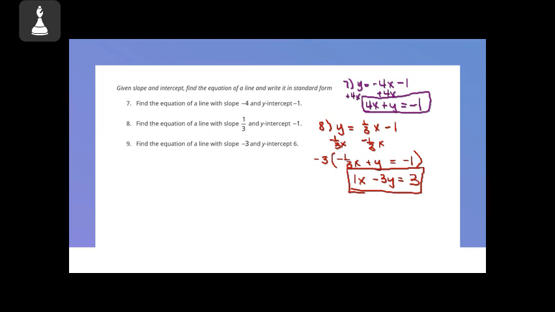Last one. We have a slope of -3 and a y-intercept of 6. So y equals -3x plus 6. Again, we need to move the x term back. So I'm just going to add 3x over here. I have 3x plus y equals 6. And that one is complete.